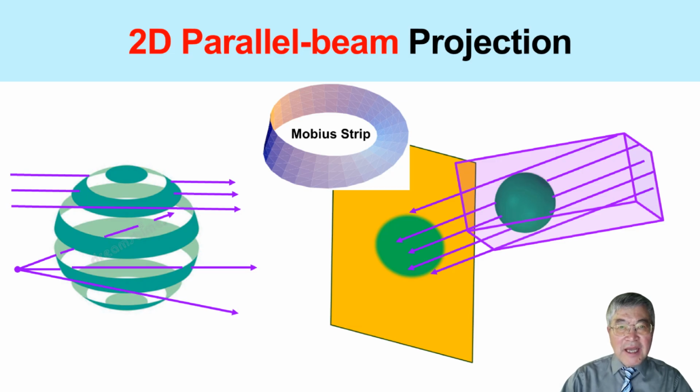The simplest scanning strategy is to rotate the two-dimensional parallel X-ray beam around a fixed axis over 180 degrees. In that case, this three-dimensional problem can be decomposed into many two-dimensional reconstruction problems. Each transverse slice, such as the green rings shown on the left, can be reconstructed using the two-dimensional parallel beam or fan beam method we already know.